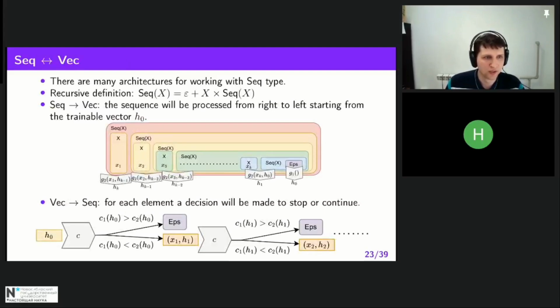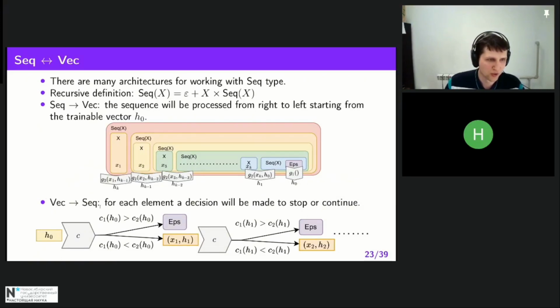So let's analyze existing architectures. For example, sequence is a very popular type, and there are a lot of architectures for it. But we can use a recursive definition, and it contains only sum, epsilon, and product. So we can use it to produce an architecture for a sequence. But in this case, the sequence will be processed from right to left. And another difference is that our architecture starts with a trainable vector, not from the zero vector.